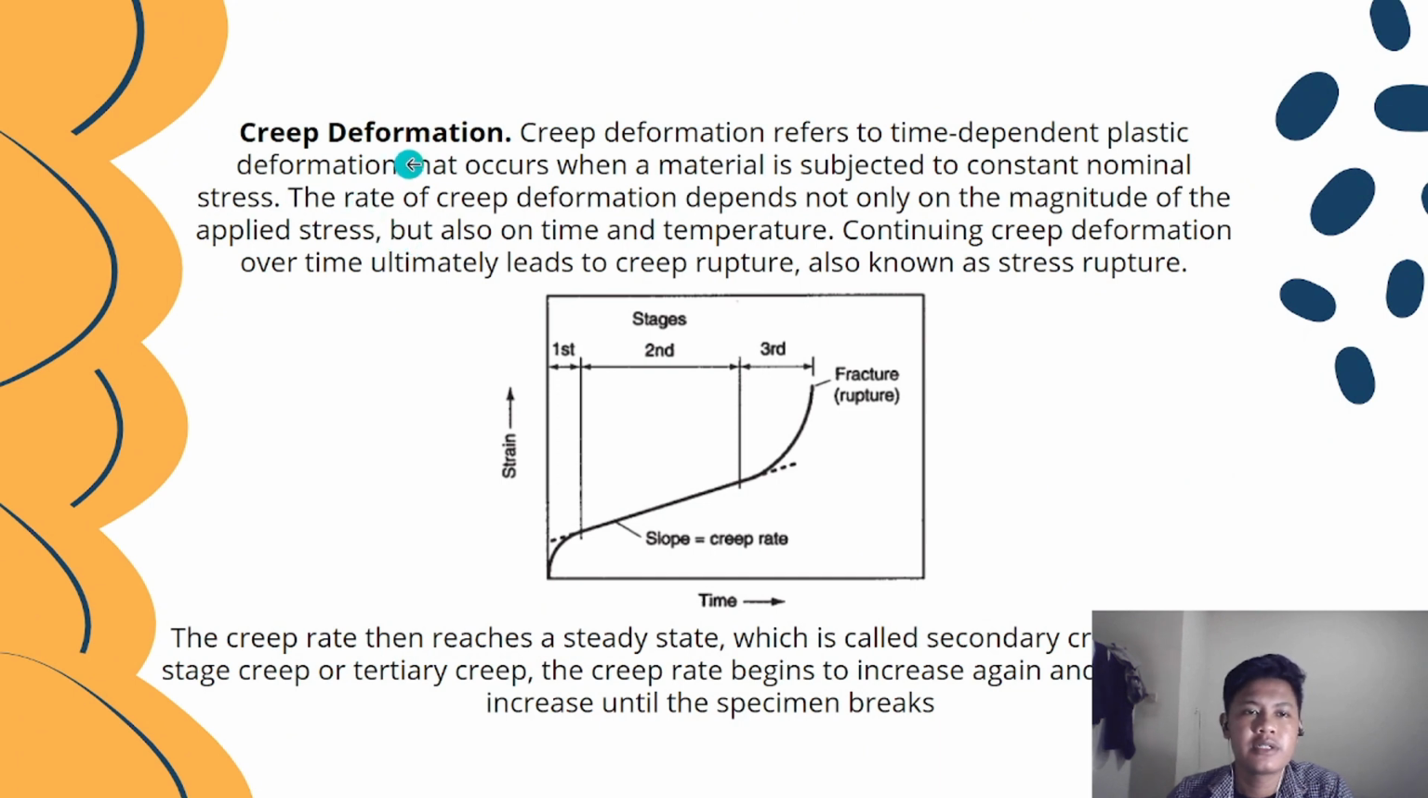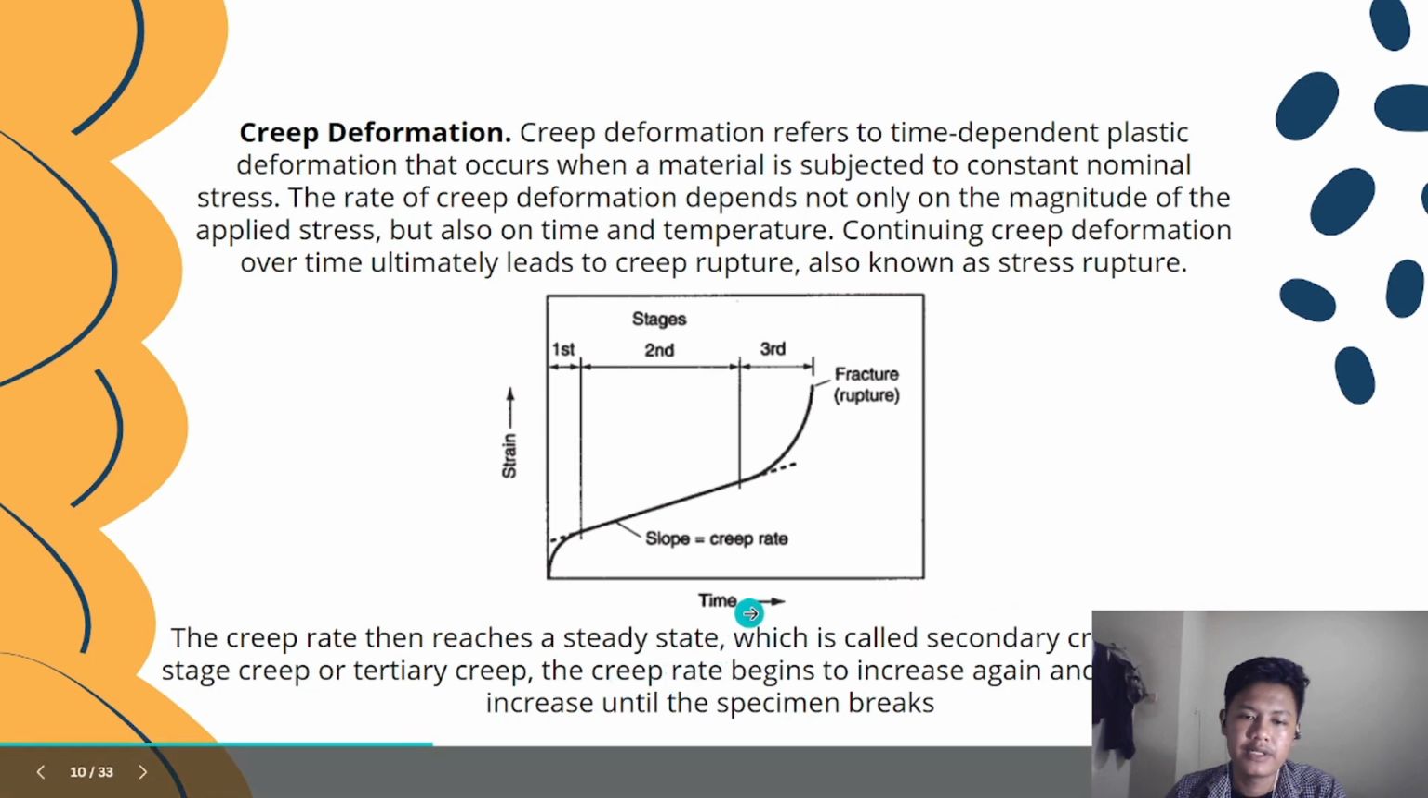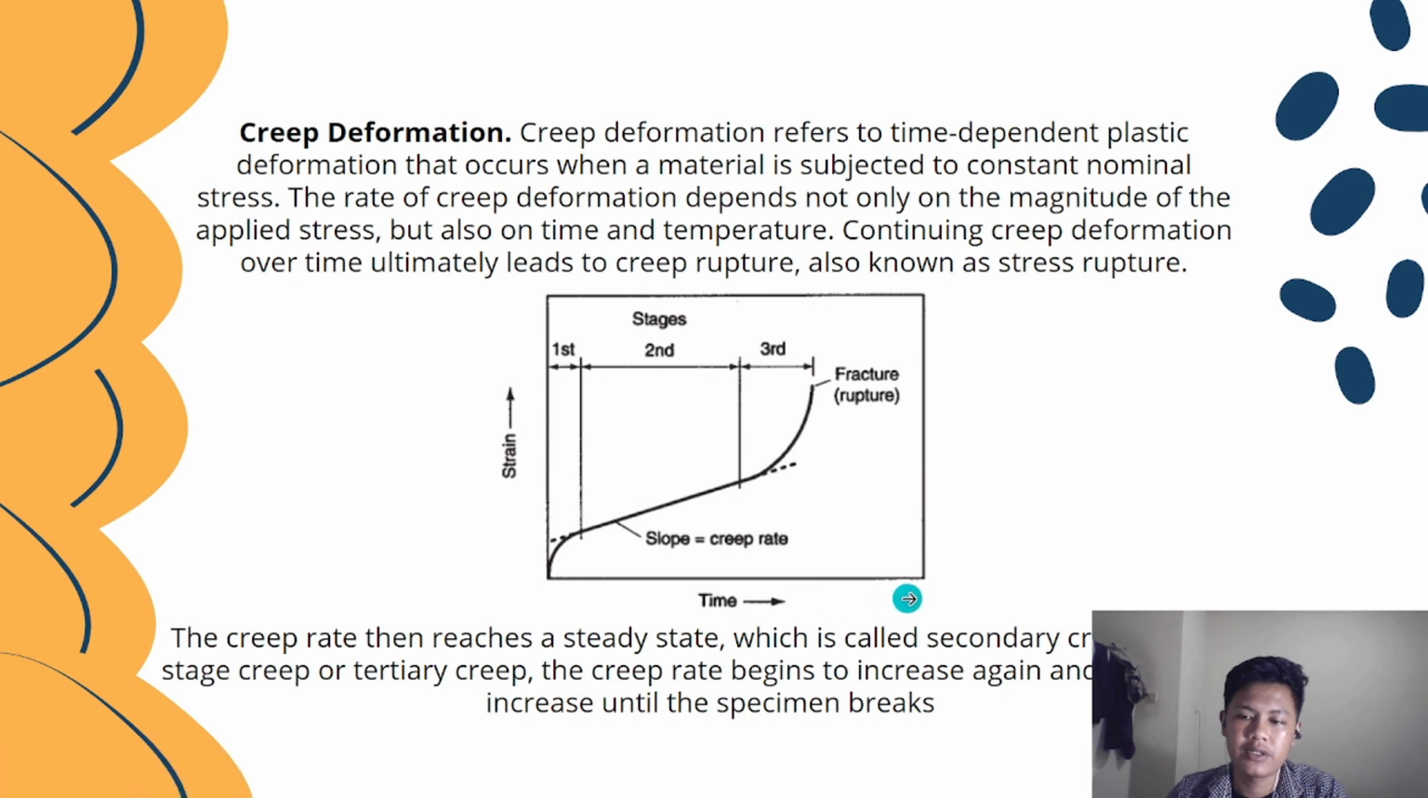Next, here is creep deformation. Creep deformation refers to time-dependent plastic deformation that occurs when a material is subject to constant nominal stress. The rate of creep deformation depends not only on the magnitude of the applied stress, but also on time and temperature. Continuing creep deformation over time ultimately leads to creep rupture, also known as stress rupture. The creep rate then reaches a steady state, which is called secondary creep. In third stage creep, or tertiary creep, the creep rate begins to increase again and continues to increase until the specimen breaks.